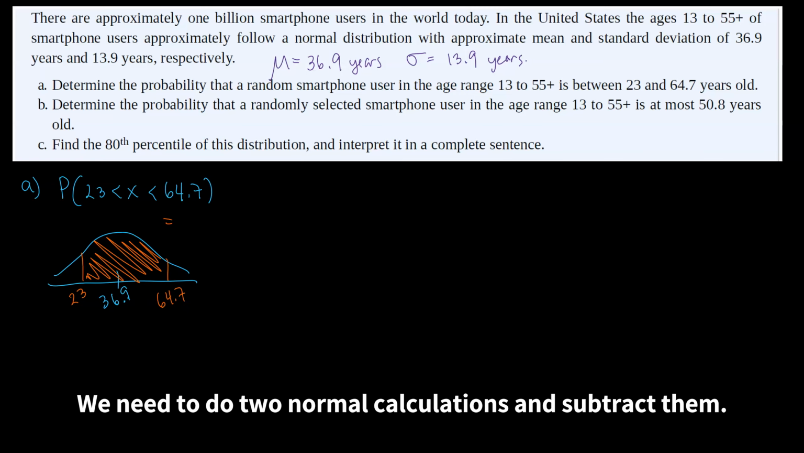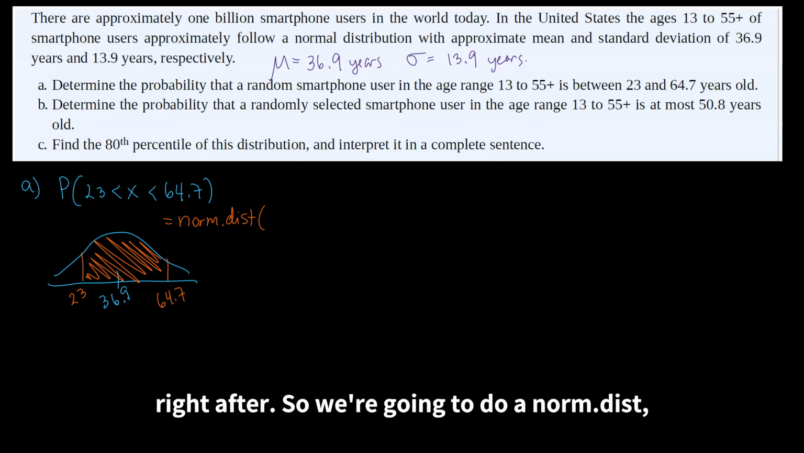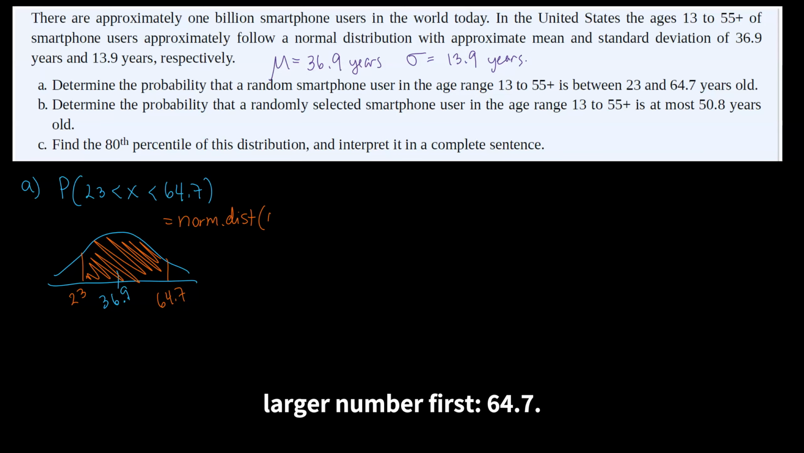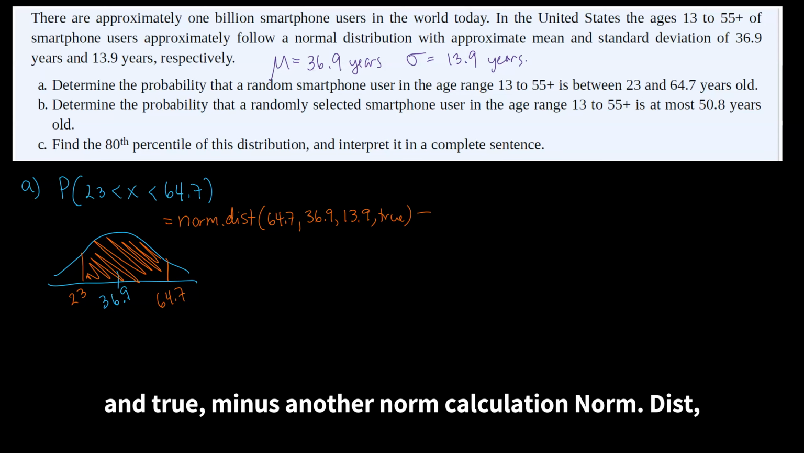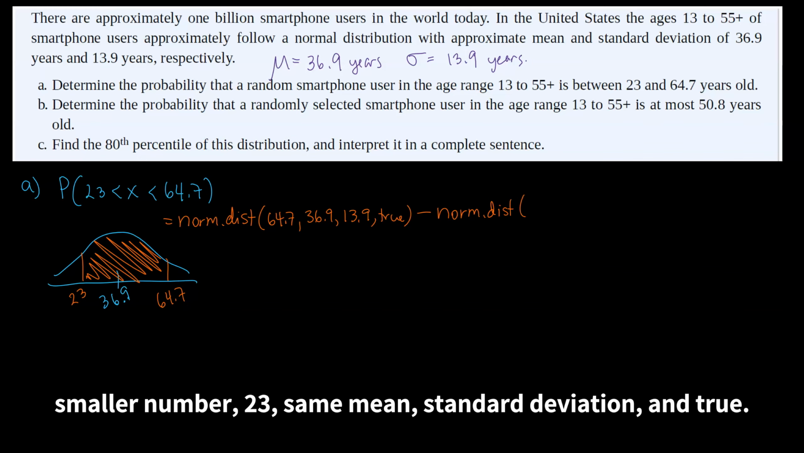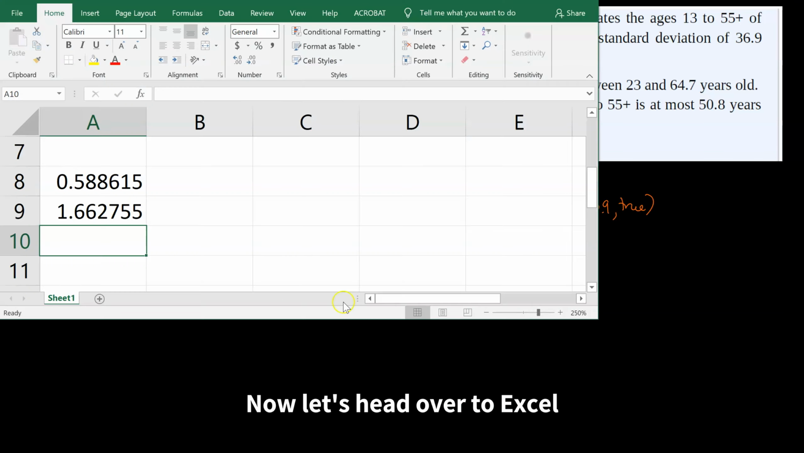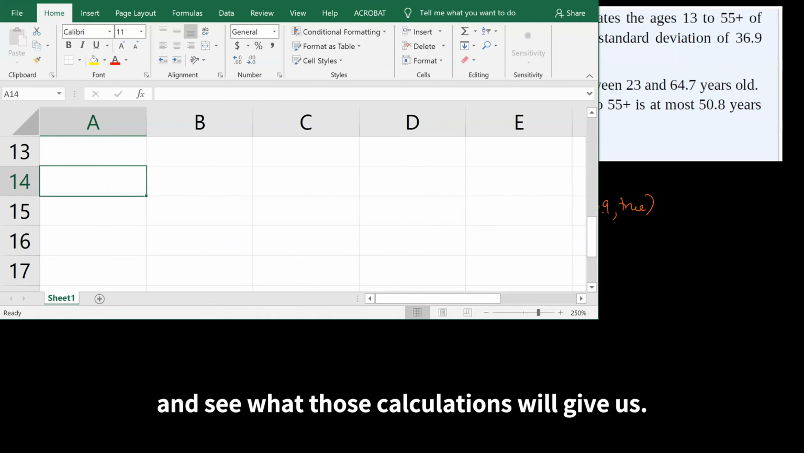We need to do two normal calculations and subtract them. So I'll write them out and then we'll do them in Excel right after. So we're going to do a norm.dist, larger number first, 64.7, mean, standard deviation, and true, minus another norm calculation, norm.dist, smaller number, 23, same mean, same standard deviation, and true. Now let's head over to Excel and see what those calculations will give us.